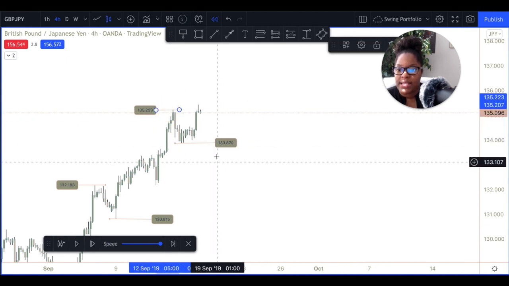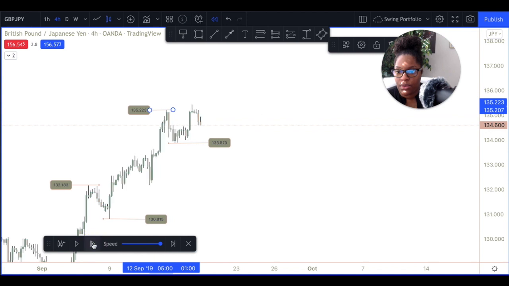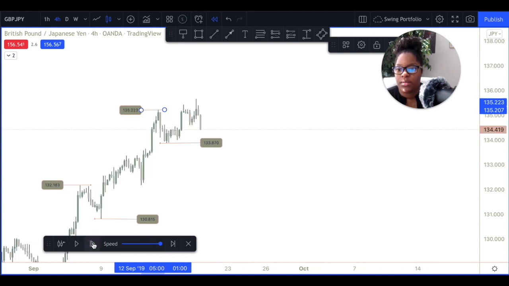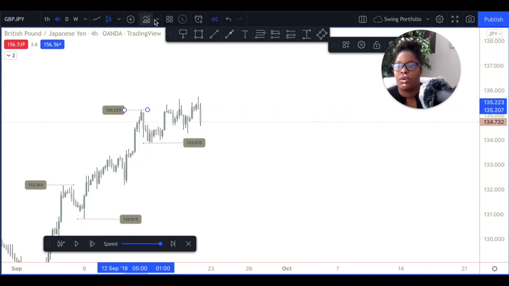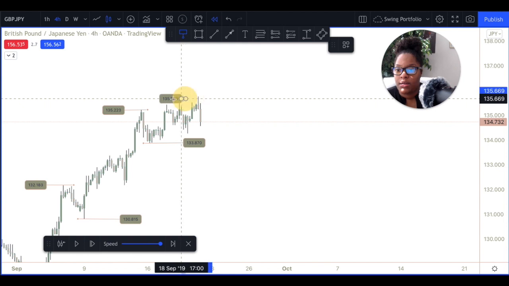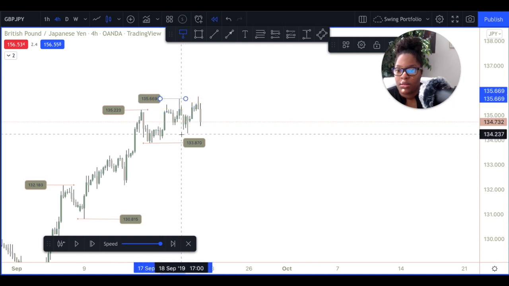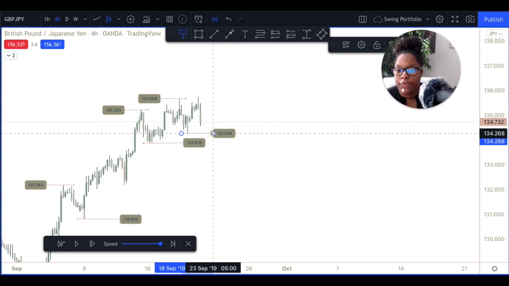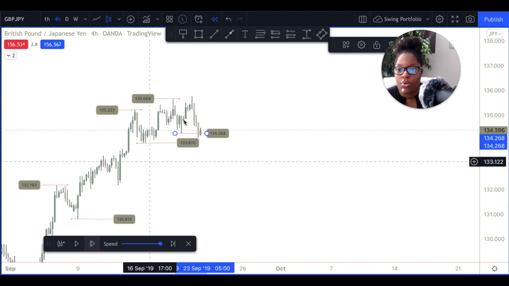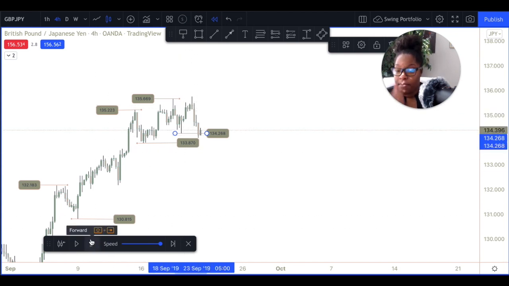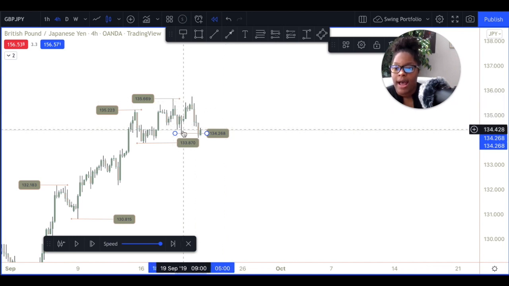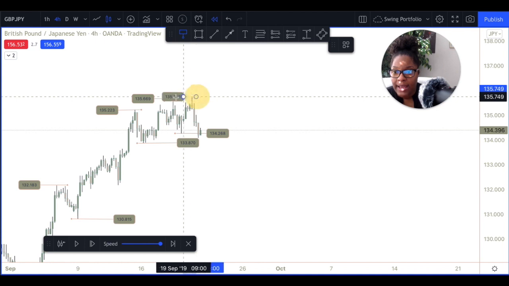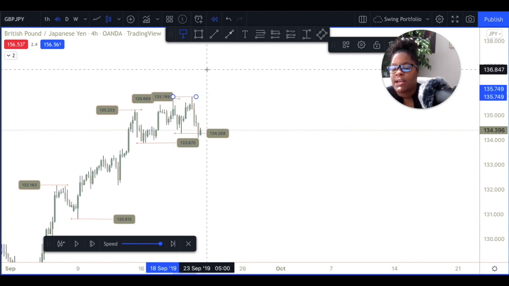Let's see if price will pull back, stay above 133.870. I like it. I like it a lot. There we go. She stayed above right here. Can she stay above 134.6264 and then go higher? No, I will be stopped out because now this looks like a reversal. Okay, so higher high, higher low, higher high. I will be looking for a sell at this point.